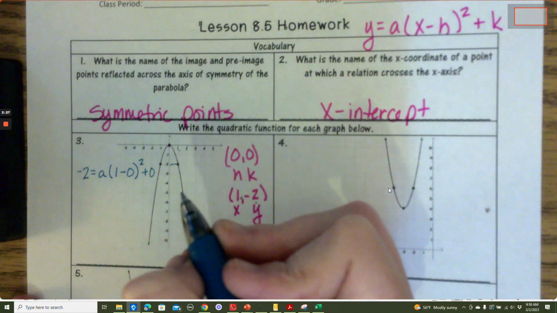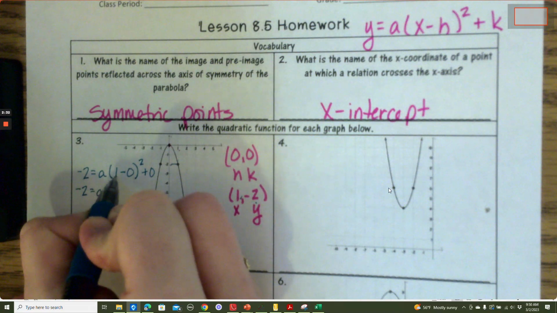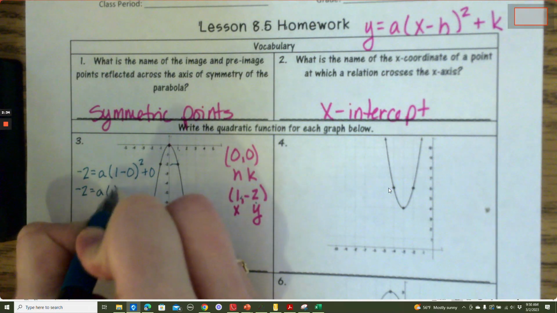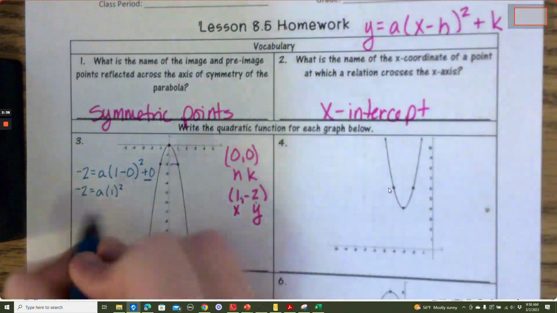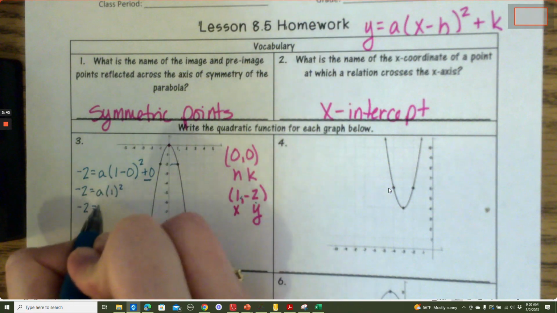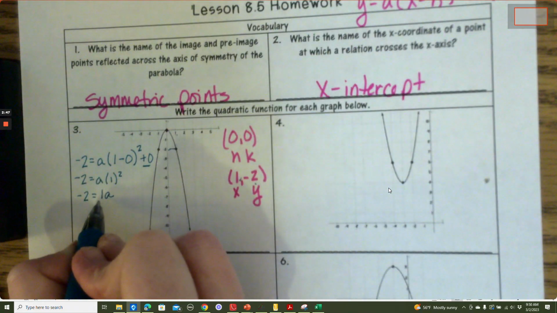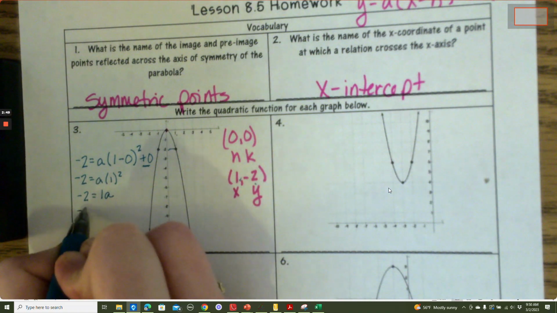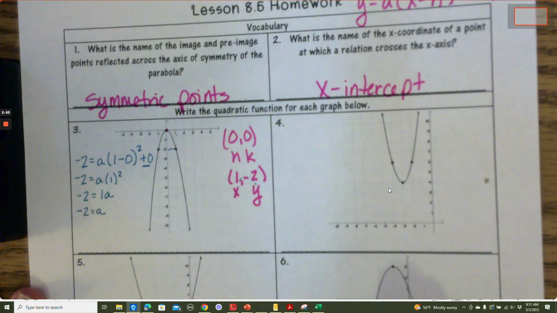Okay, this is what we did on Tuesday. So we can simplify this down. 1 minus 0 is 1. And then remember, if we're adding 0, we don't have to put that. 1 squared is a 1, right? So 1a. And then remember, we don't have to put a 1. We can make it invisible. So my a value is -2.